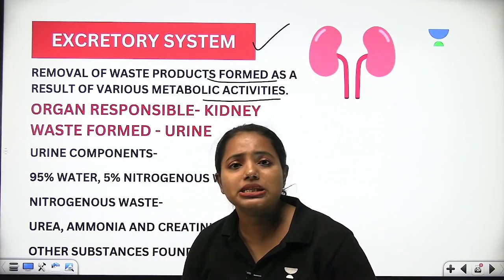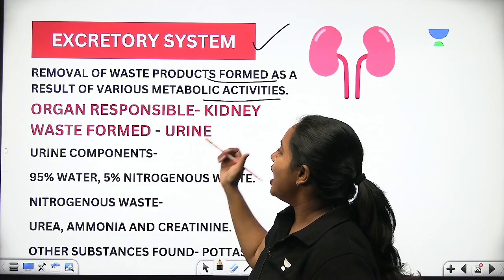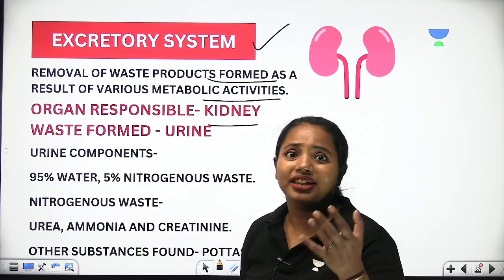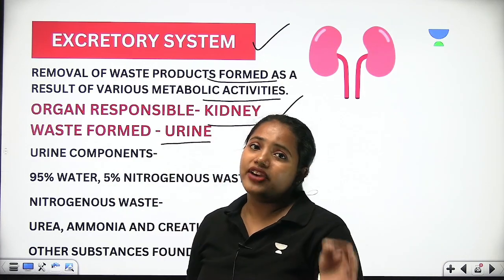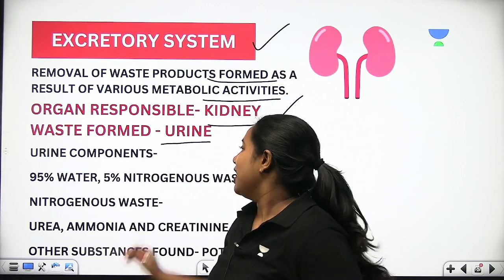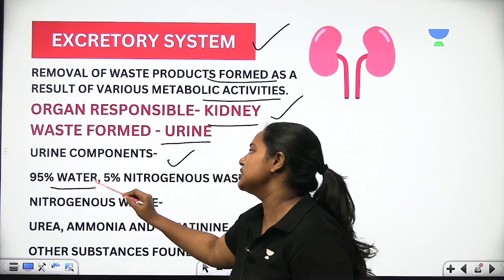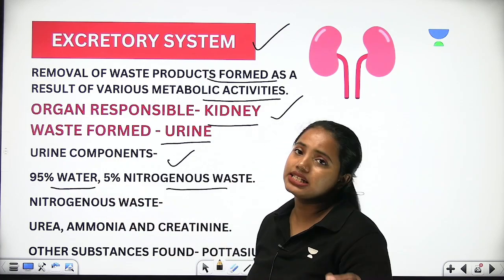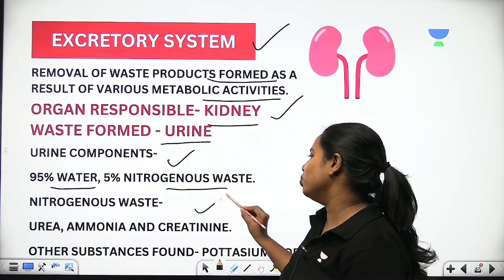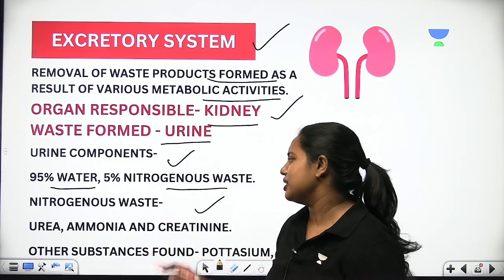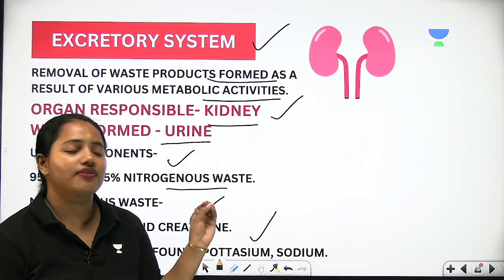The system which is responsible for the removal of waste products from our body can be called the excretory system. And which is the organ responsible for it? Kidney. So the kidney is responsible for excretion, and urine is the waste product formed by the kidney. When you talk about urine components, 95% of urine consists of water and 5% consists of nitrogenous waste. Among nitrogenous wastes, urea, ammonia and creatinine are the components. Other substances are potassium and sodium. So please take down the notes. These are very, very important.